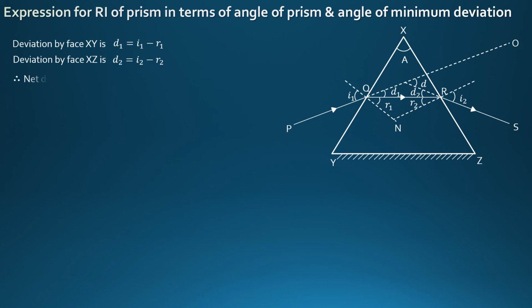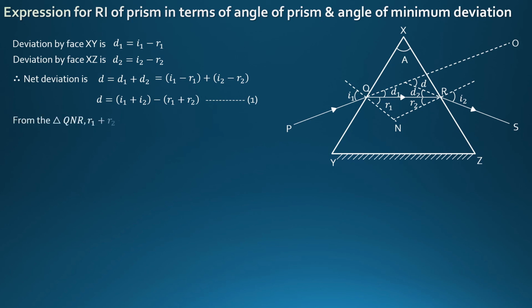Now we'll write the net deviation produced by the prism for the ray of light: d is equal to d1 plus d2, that is i1 minus r1 plus i2 minus r2, or simply we can write it as d is equal to (i1 plus i2) minus (r1 plus r2). We consider this as equation 1. Now from triangle QNR in the figure, r1 plus r2 plus angle QNR will be 180 degrees. We consider this as equation 2.